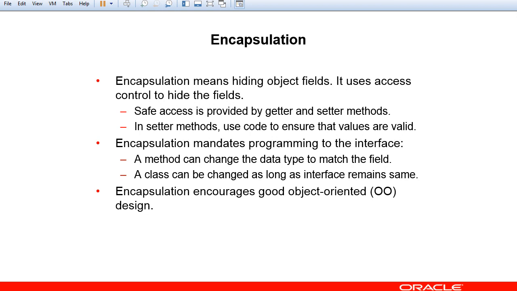Encapsulation mandates programming to the interface. A method can change the data type to match the field, and a class can be changed as long as the interface remains the same. It's one of the four main cornerstones of object-oriented design, and encapsulation encourages good OO design.